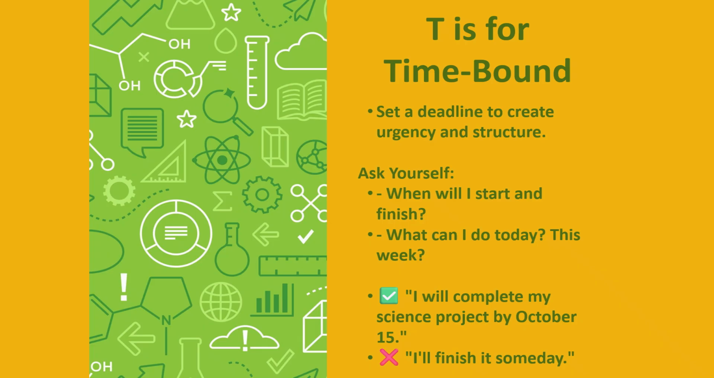So here's an example of a time-bound goal. "I will complete my science project by October 15th." Notice how specific and clear the deadline is. Compare that to the vague statement, "I'll finish it someday," which lacks direction and urgency. Now remember, having a deadline isn't just about pressure. It's about giving yourself a clear path and motivation to see your goal through to completion.